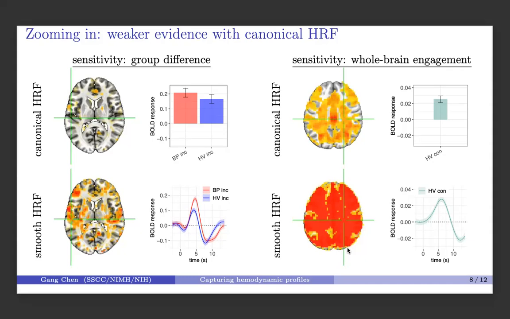But if we look at the smooth HRF approach, pretty much the whole brain has some evidence showing the engagement of the hemodynamic response, right? So again, in this case, we're using the whole HRF, the one-dimensional curve, to assess the evidence for the presence of hemodynamic response, instead of just using one number, which is the scaling factor of the fixed hemodynamic response.